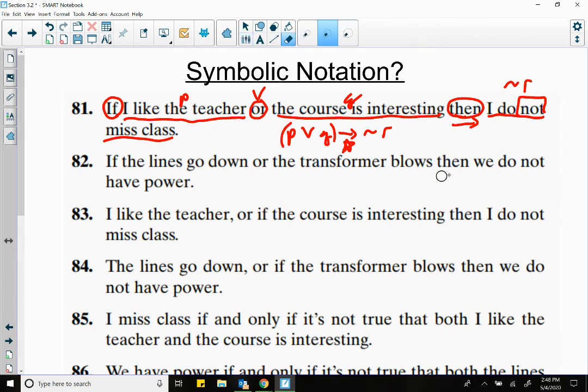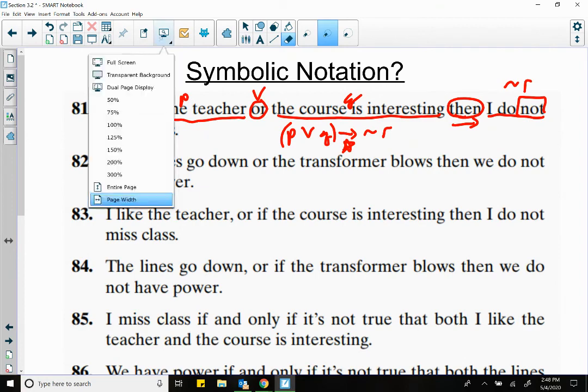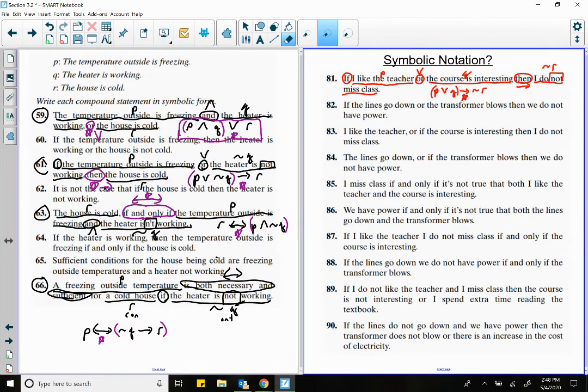So if they don't tell you what statement is what, you name the statements starting with P, and every time you get a new statement, you change it to the next letter following it. Okay, so let me give you some problems here to try. We're not doing every single one of these.